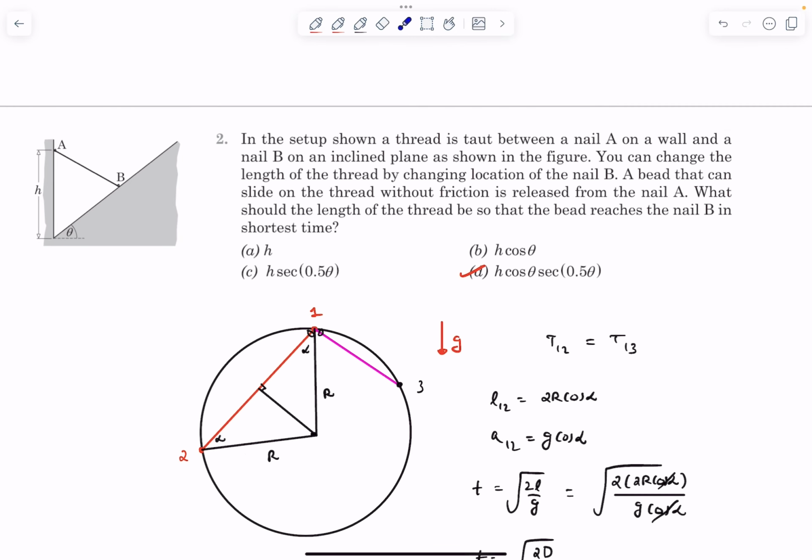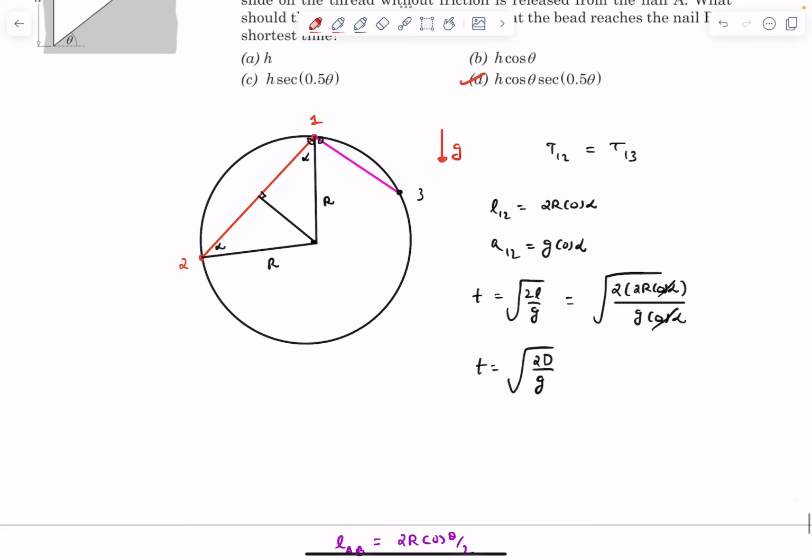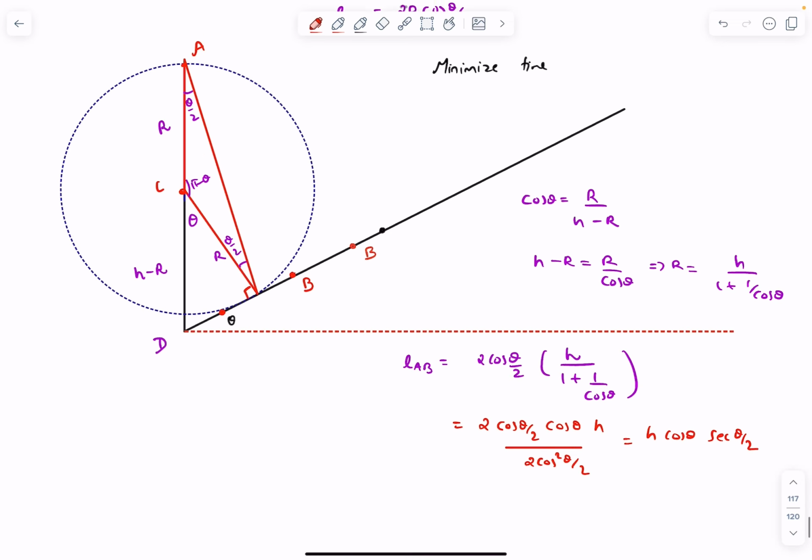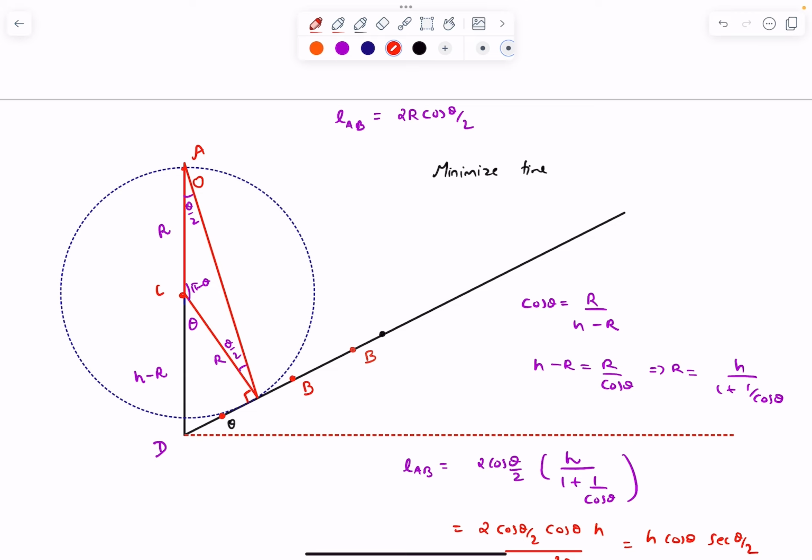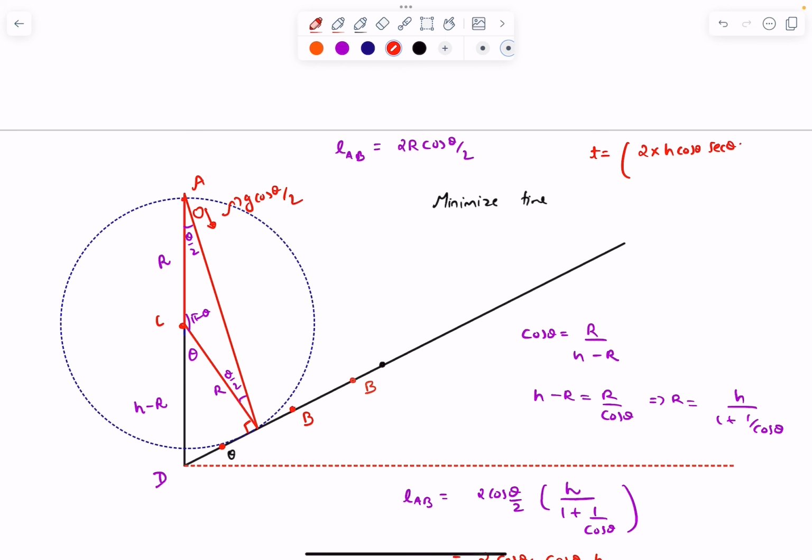Okay. Now, if they had asked the value of the time, for that, what we can do is, the gravity along this string AB is going to be g cos of theta by 2. So now we can just do square root of 2 times the length AB, which we know, divided by the gravity, which is g cos of theta by 2, and the under root of this. So this is the minimum time that the bead takes to go from A to B.